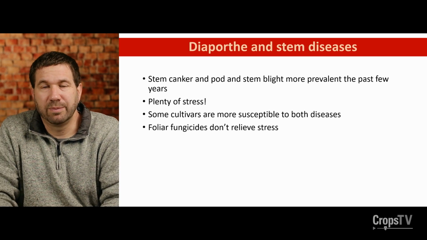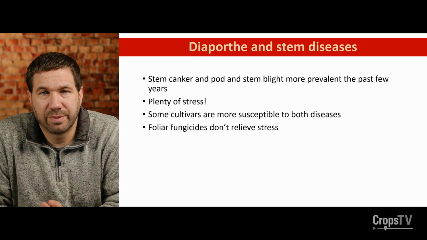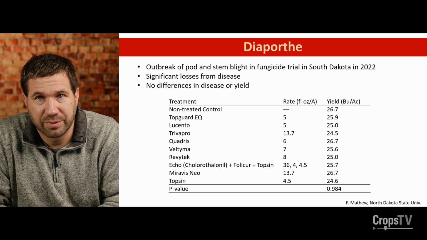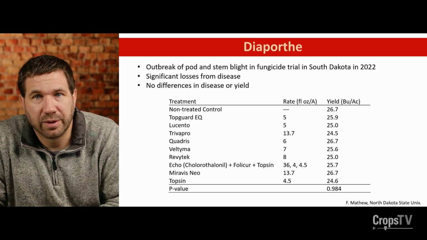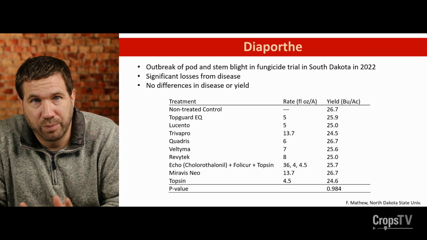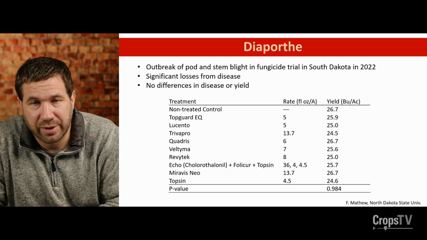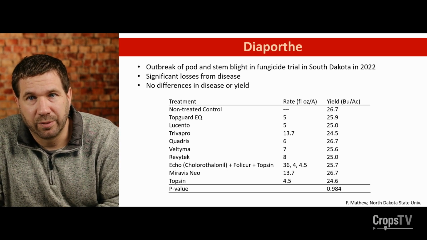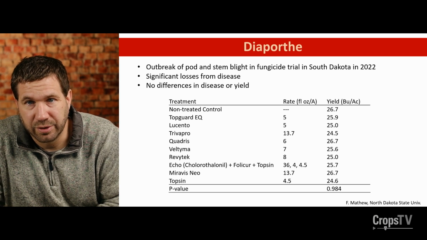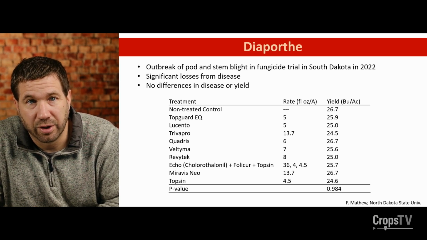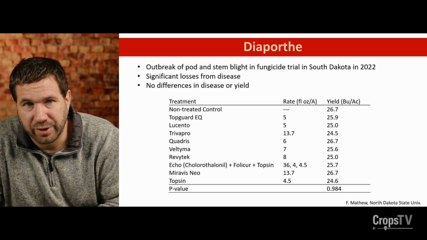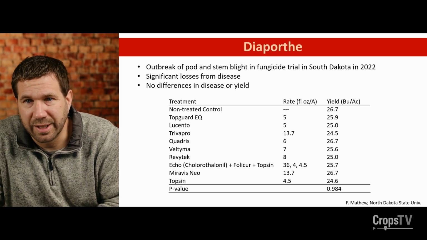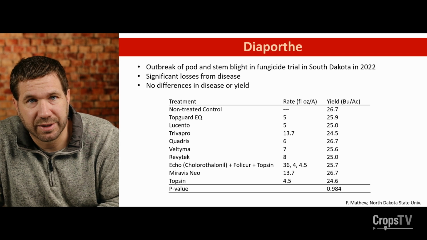Now, one of the questions that I've been getting is, do foliar fungicides somehow relieve the stress? I'm going to dive back into a study that was done in South Dakota, again by Fabina, looking at an outbreak of pod and stem blight in one of her foliar fungicide trials that was not targeting pod and stem blight. So this is sort of just fortuitous data. You can see the yield responses in the graph there, and they're all very low. But more importantly, the fungicides did not really protect any of that yield from loss from pod and stem blight.